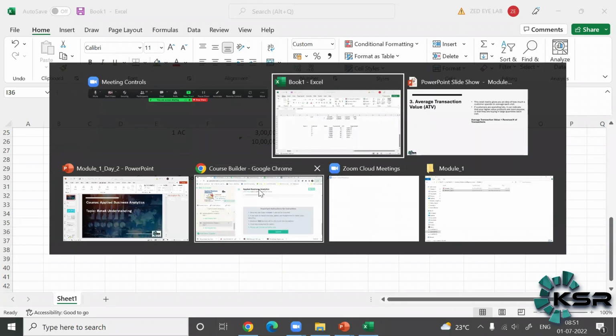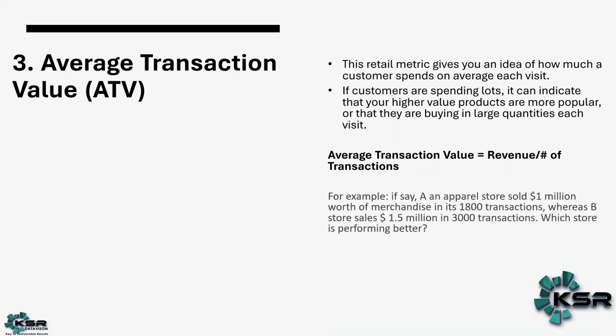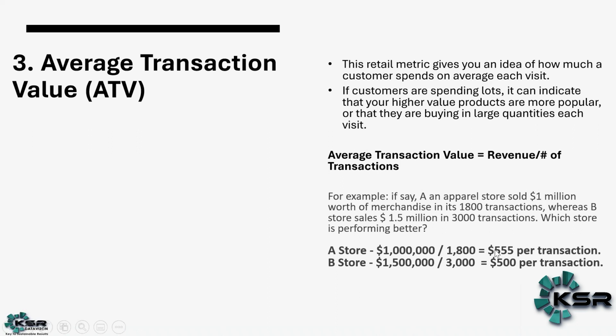So if ATV is so important, you can create all your marketing strategies based on ATV at the customer level. Let me give you an example. If there's an apparel store which generates close to 1 million worth of merchandise from 800 transactions, which store is doing good? Once I did the maths, I should follow the logic. So this basically says store A is selling high value items.